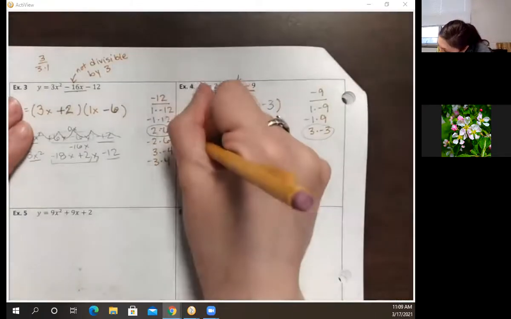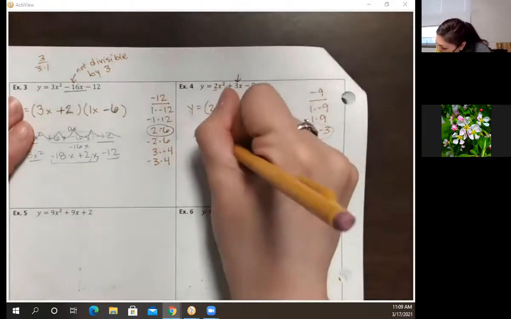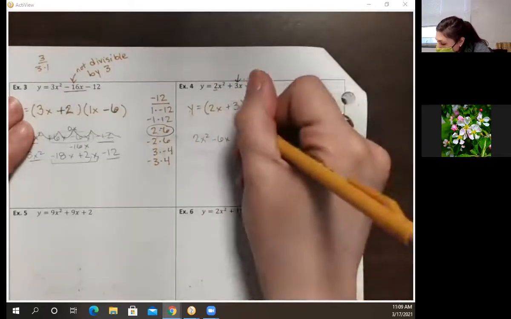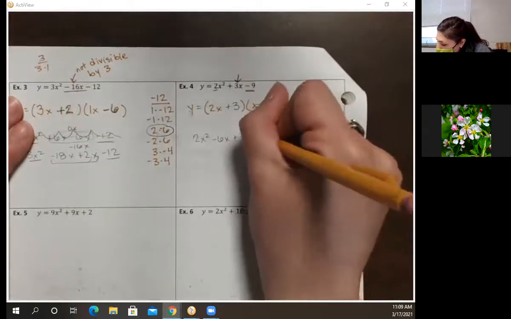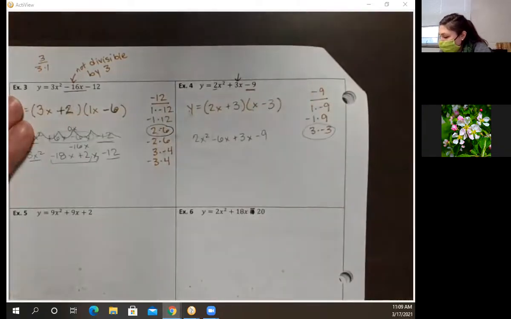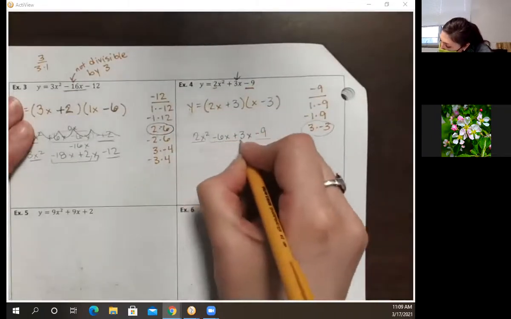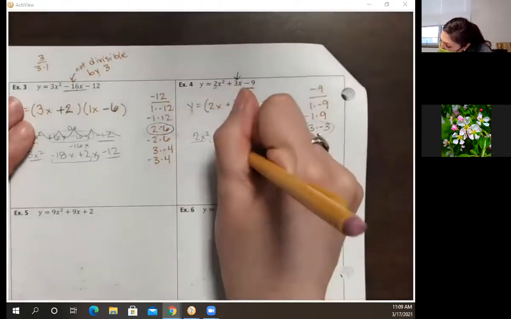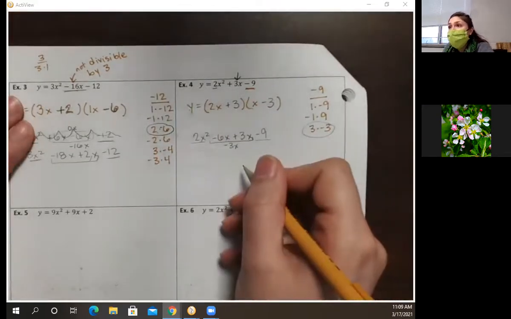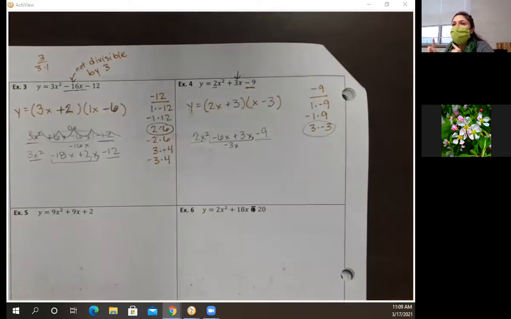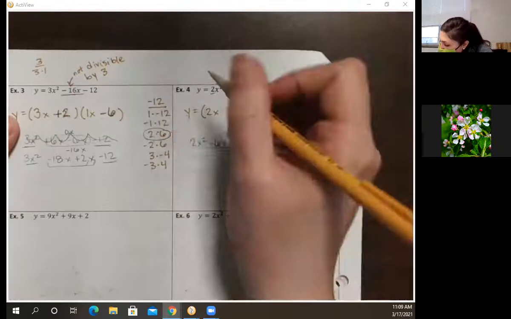2x times x would be 2x squared, minus 6x, plus 3x, minus 9. First term and last term look good. When I combine my x terms in the middle, I would get negative 3x. We want positive 3. How about we swap them? So let's make this one negative and let's make this one positive.